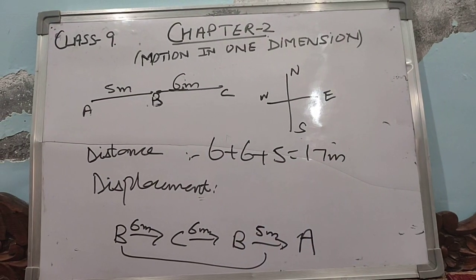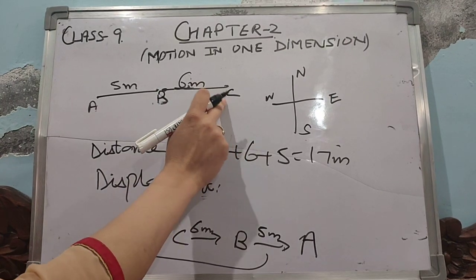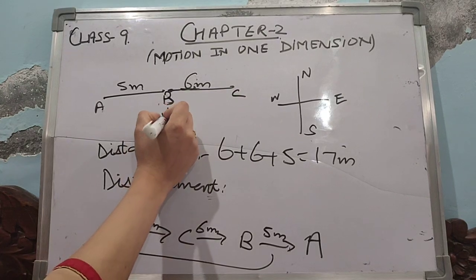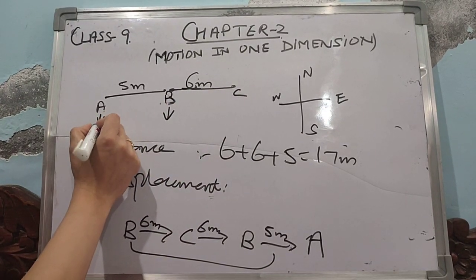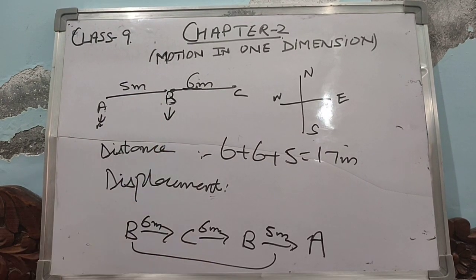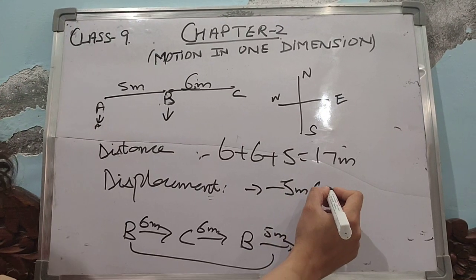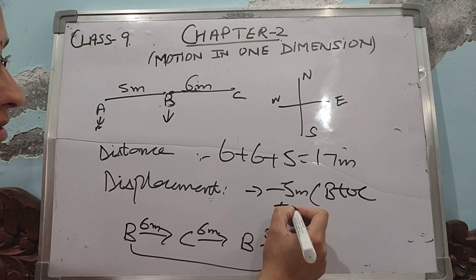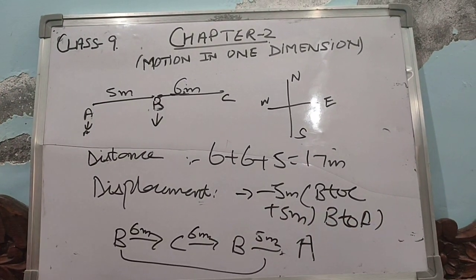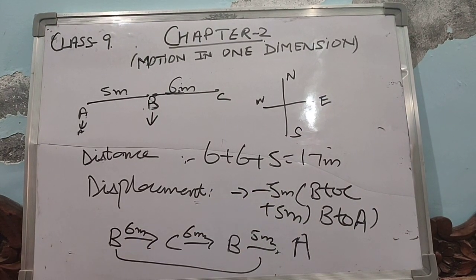What about displacement? Dear students, the body has moved from B to C, again C to B, then from B to A. So initial point was B and final point is now A. So the total displacement is how much? It is 5. So it will be negative 5 meter in a direction from B to C and plus 5 meter in the direction B to A. So this was the example to explain negative displacement and positive displacement.